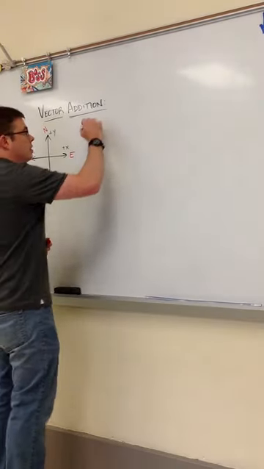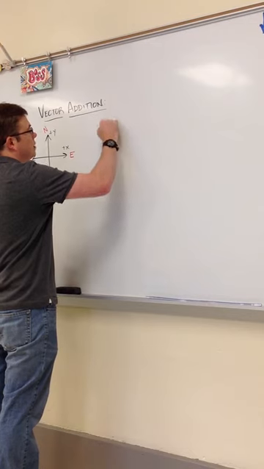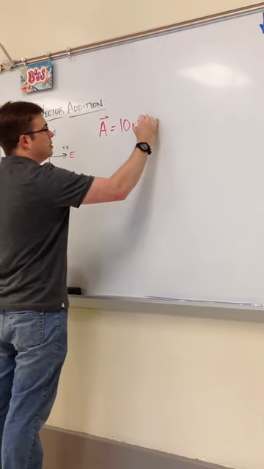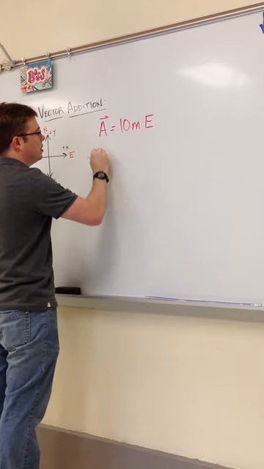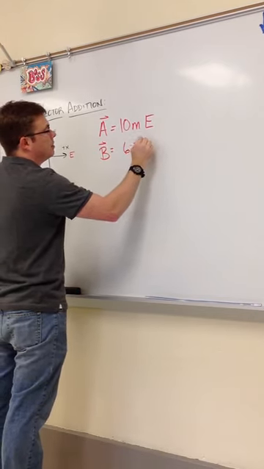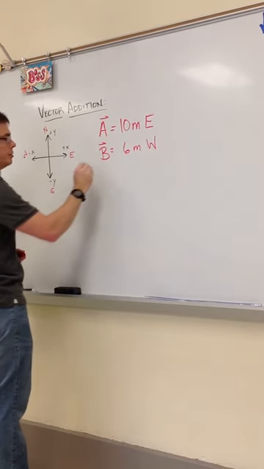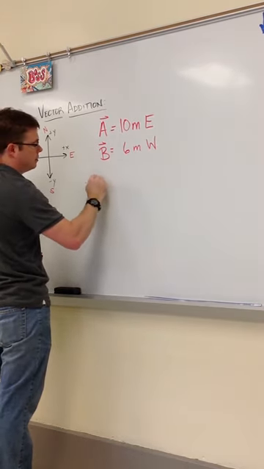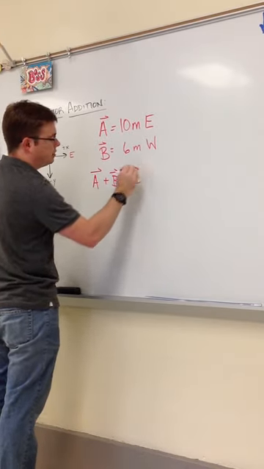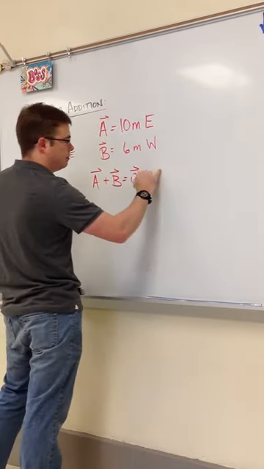All right, so let's say we had two vectors. A, which is 10 meters east, and B, which is 6 meters west. Okay, and I want them to add together to get what's called my resultant, or my final answer of C. So C is the resultant.